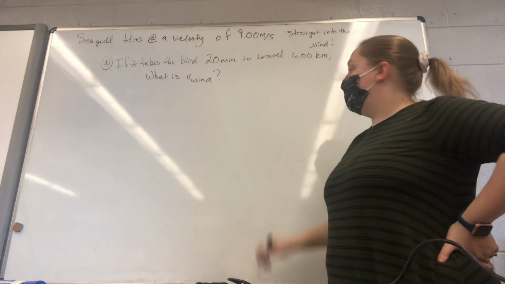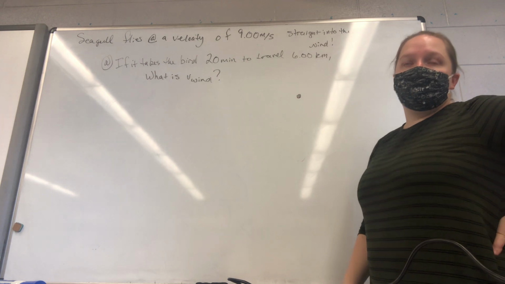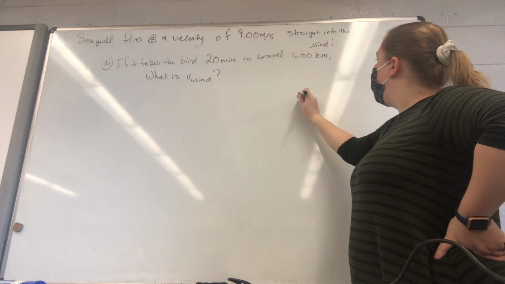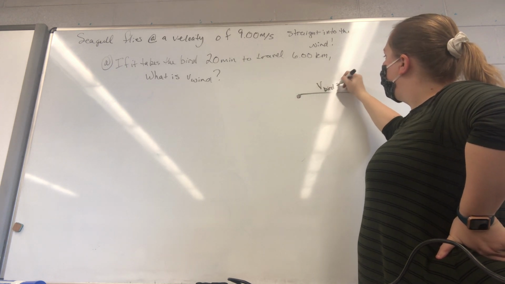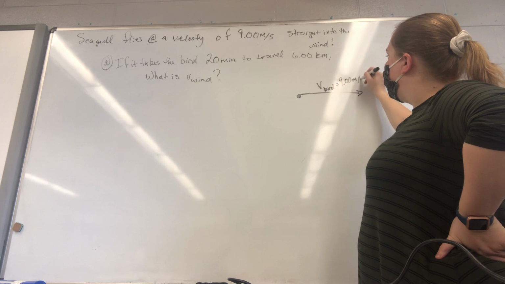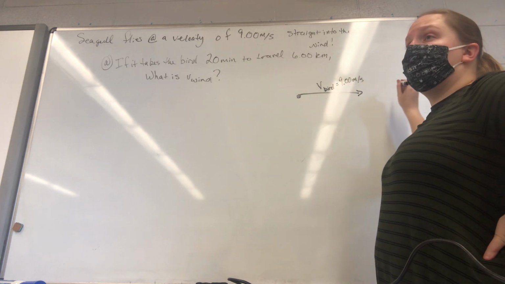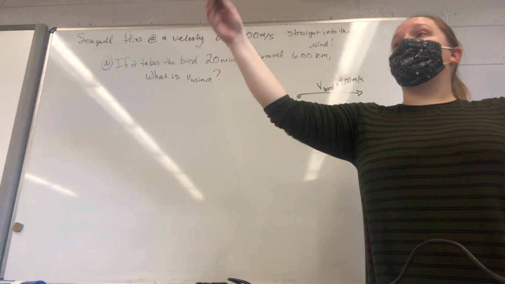Okay, here we go. That's my bird. You're welcome. He flies straight into the wind with a velocity of 9 meters per second. That means, which direction does the wind point? Straight backwards. Towards the bird, right?